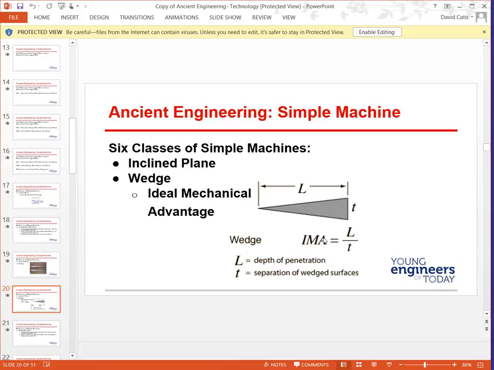So the ideal mechanical advantage equals the length divided by the thickness, which means if you increase the length, then you increase your mechanical advantage. So you make it easier to drive the wedge into the piece of wood or something. If you increase the thickness, you decrease your mechanical advantage, and you make it harder to knock into the wood.